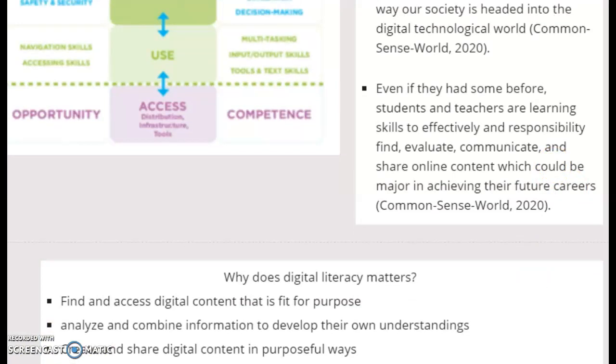So even if they had some before, students and teachers are learning skills to effectively and responsibly find, evaluate, communicate, and share online content, which could be major in achieving their future careers.